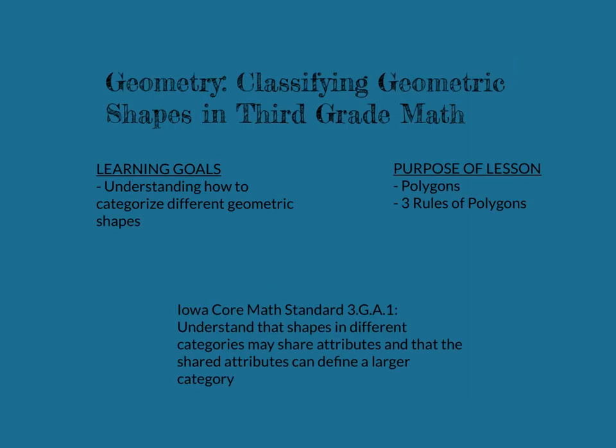Our learning goal is to understand how to categorize different geometric shapes. The purpose of this lesson is to understand polygons and the 3 rules of polygons. The Iowa Core Math Standard 3GA1 is understand that shapes in different categories may share attributes and that the shared attributes can define a larger category.